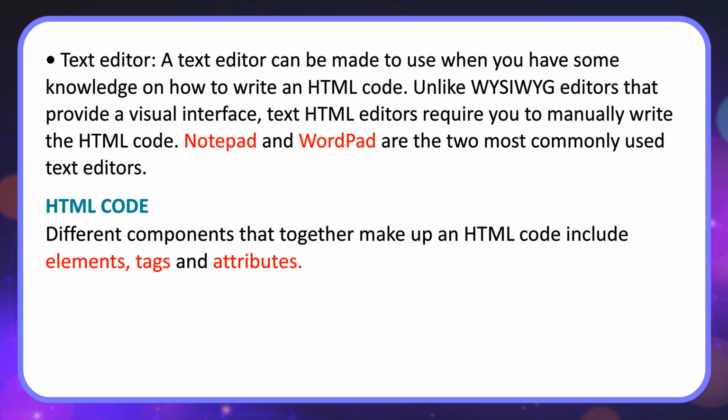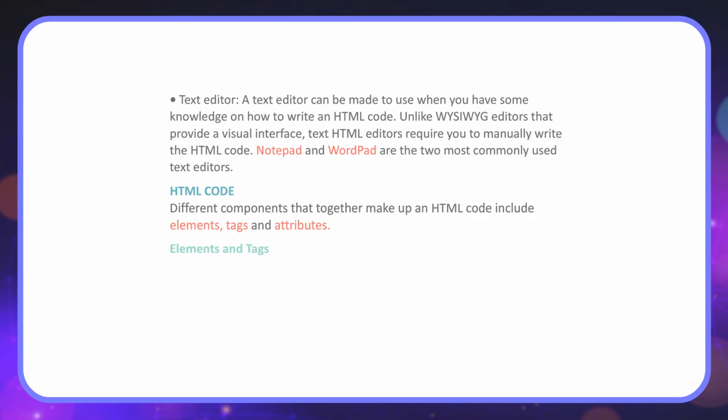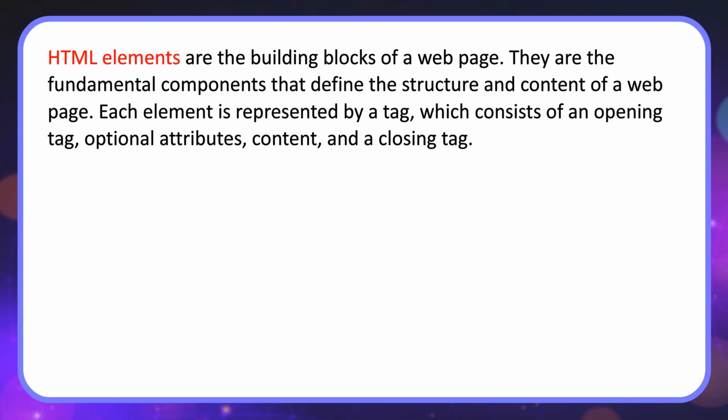HTML code. Different components that together make up an HTML code include elements, tags and attributes. Elements and tags. HTML elements are the building blocks of a web page. They are the fundamental components that define the structure and content of a web page. Each element is represented by a tag, which consists of an opening tag, optional attributes, content, and a closing tag.